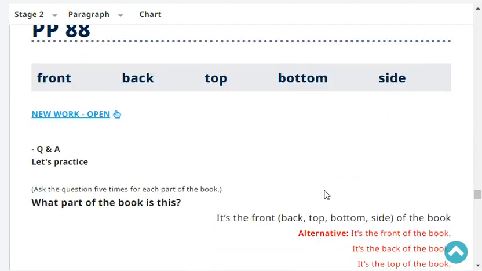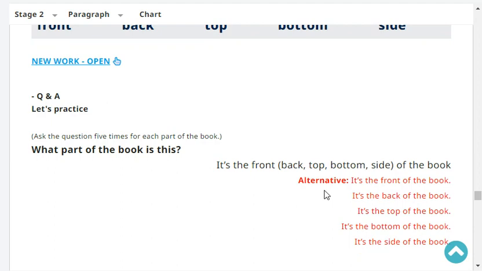Okay, next. What part of the book is this? It's the front of the book. What part of the book is this? It's the top of the book.